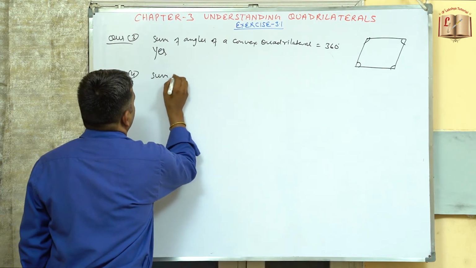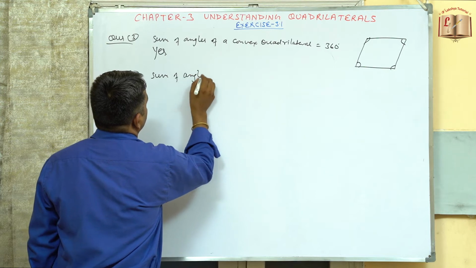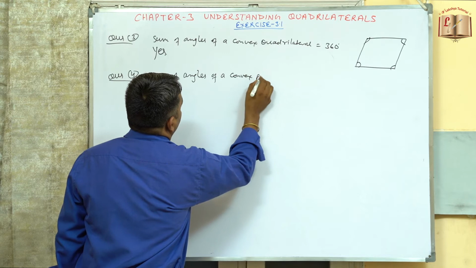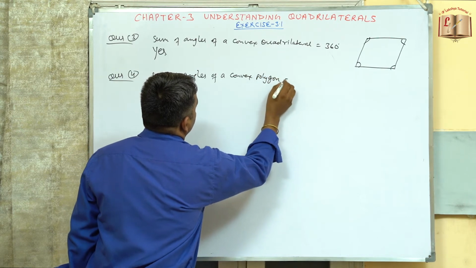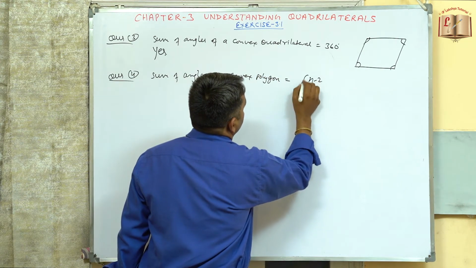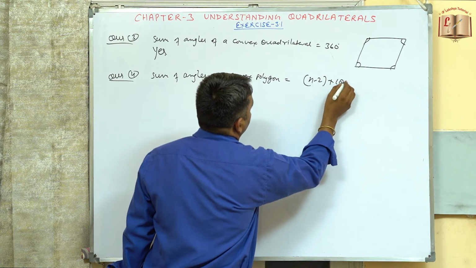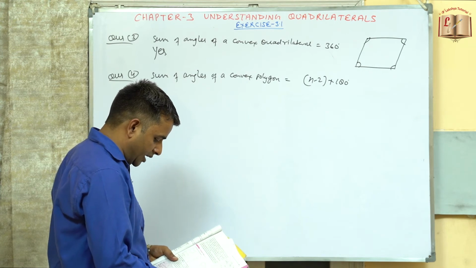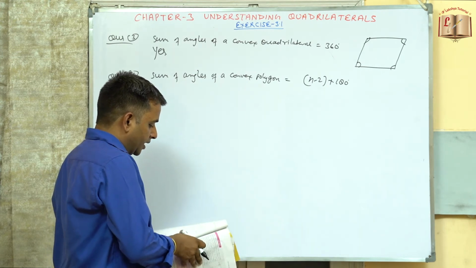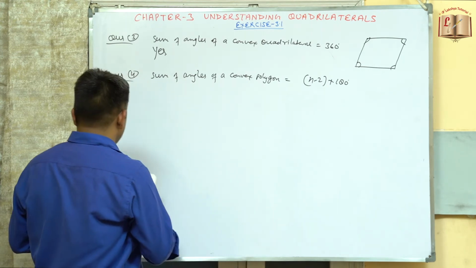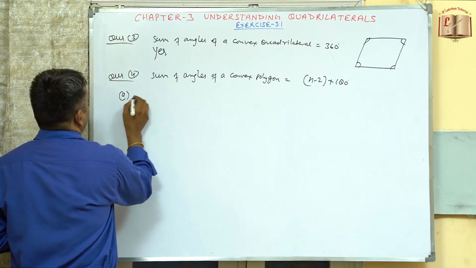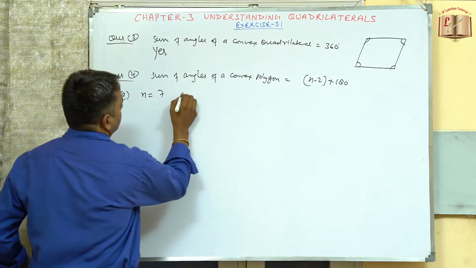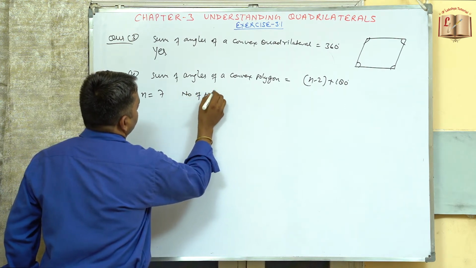So sum of angles of a convex polygon, this is given by n minus 2 into 180 degree. So this formula will be used for all this. So this is n minus 2 into 180 degree. For the first case, for A, n is equals to 7. n is the number of sides.